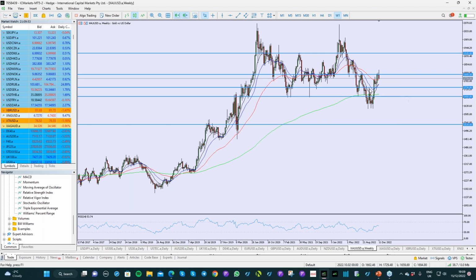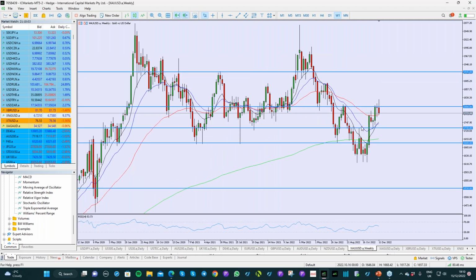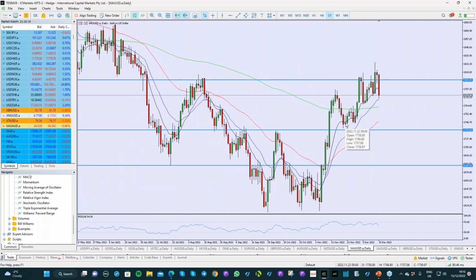Since then we have got higher highs and higher lows in price action on the weekly time frame. Price has broken up through this previous high here, which is why I've got this level on the chart, because price has broken up through that level. It's come back down to retest that level and it's moved up from that level. So from that price action, I have been very bullish and trading long on gold.